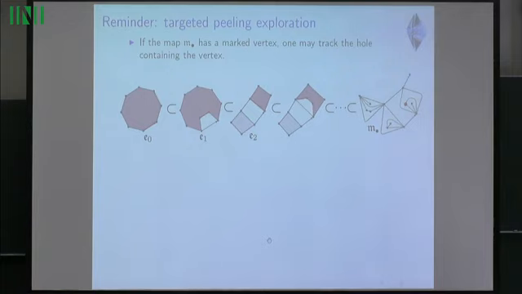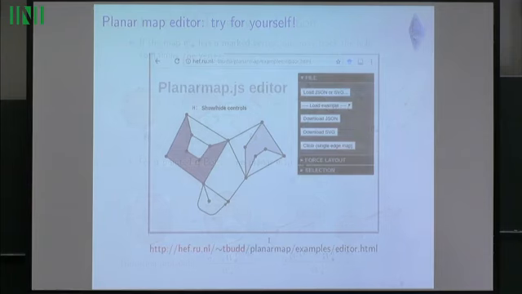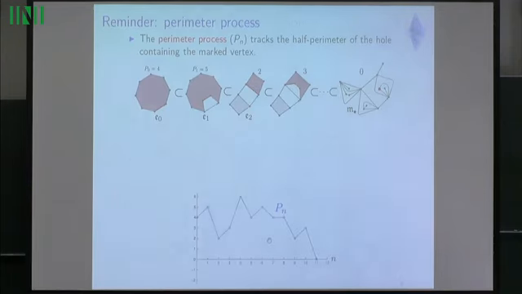And we can go through the same procedure, but now as we explore the map, we keep track of the hole that will eventually contain the vertex. And again, one can work out the transition probabilities for such a peeling exploration, and this Gregory also did. And it's slightly different because the total weight of all planar maps that have a marked vertex is slightly different from the weight of maps that do not have a marked vertex. Okay, let me go there soon.